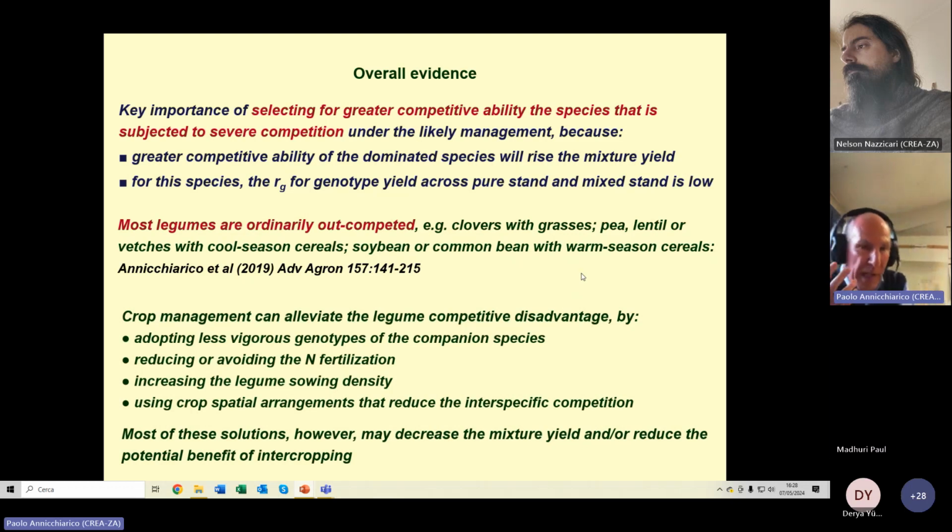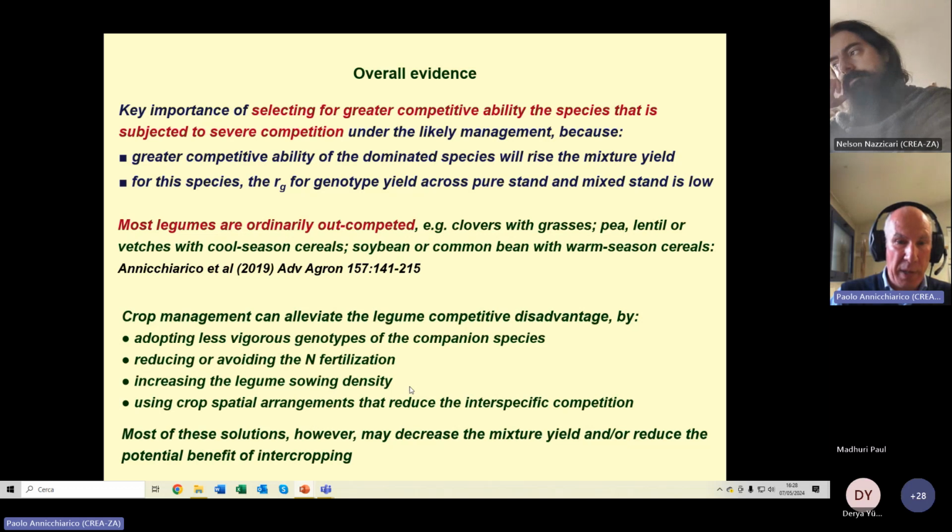Now, one could think, as an alternative to breeding for competitive ability, to use a crop management that can alleviate the legume competitive disadvantage. And this is possible by adopting less vigorous genotypes of the companion species, reducing or avoiding the nitrogen fertilization, increasing the legume sowing density, or using spatial arrangements that reduce the competition, like strip sowing. But most of these solutions would decrease the mixture yield or reduce, like here, the potential benefit of intercropping.